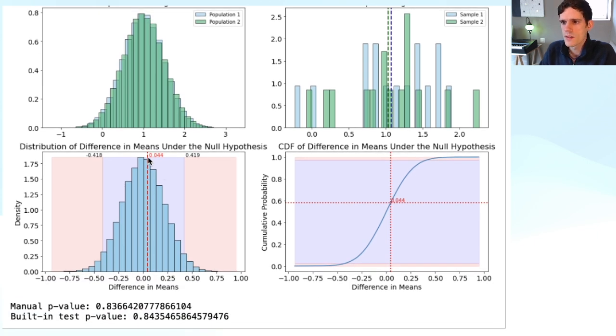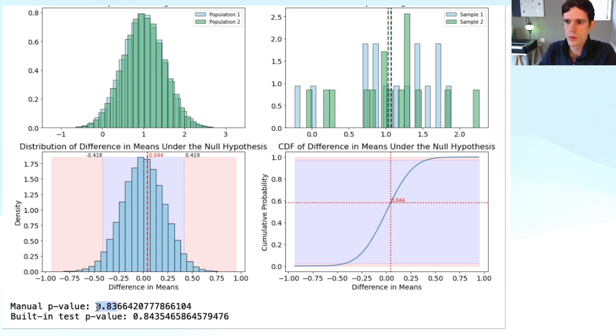Well, we clearly see that this observed difference in sample means lies well in the middle of our distribution. And again, this distribution represents the null hypothesis, meaning that this is the right distribution if our underlying populations are identical. And in this case, they are indeed identical. So we know for sure that this is the right distribution. And this corresponds to a p-value of almost 1, the maximum p-value.